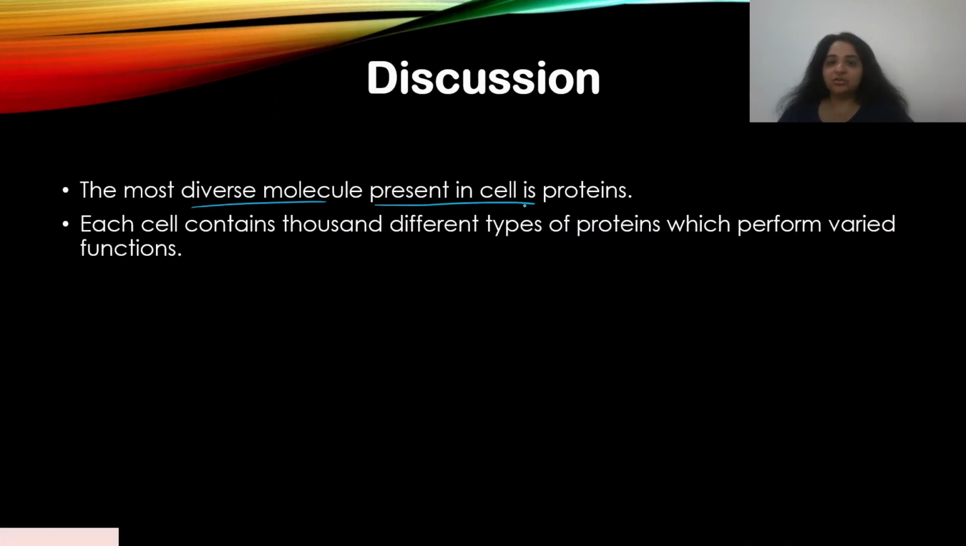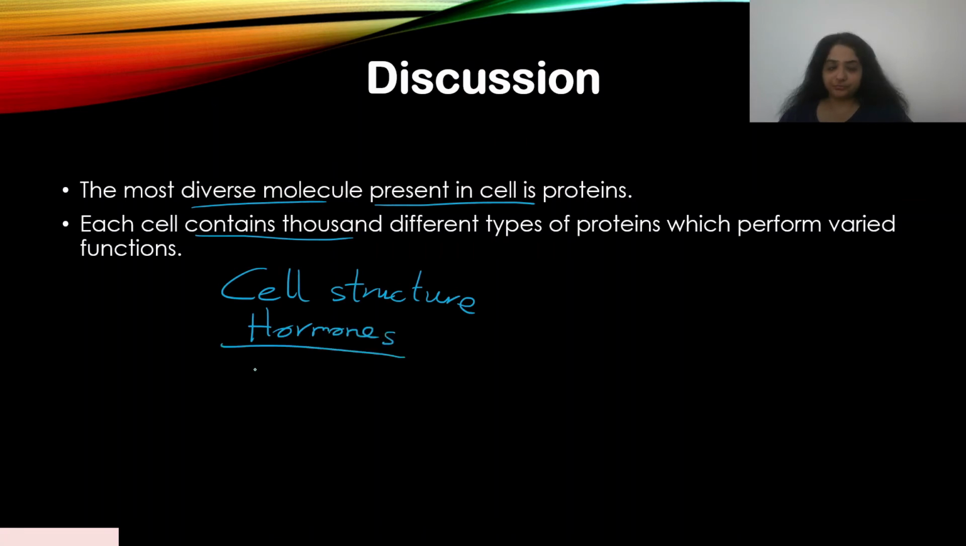The most diverse molecules present in the cell are proteins. Each cell contains 1,000 different types of proteins and they perform varied functions. Of course, they play a very important role in forming the cell structure. Then hormones are proteins, enzymes are also proteins. Then you have antibodies, which are proteins.